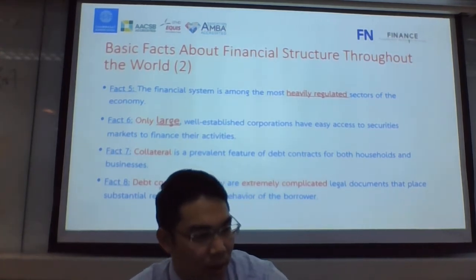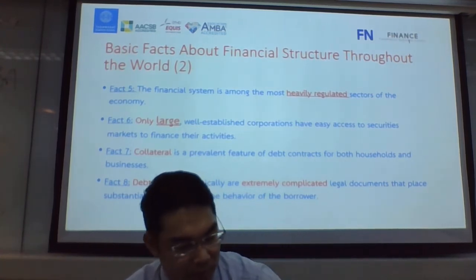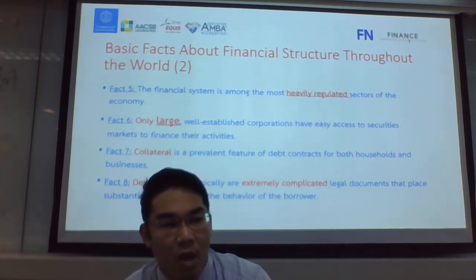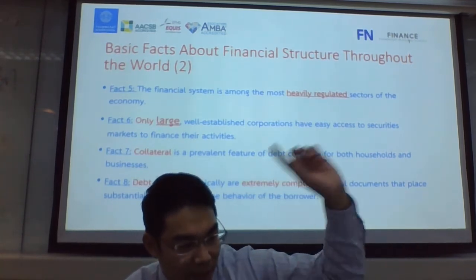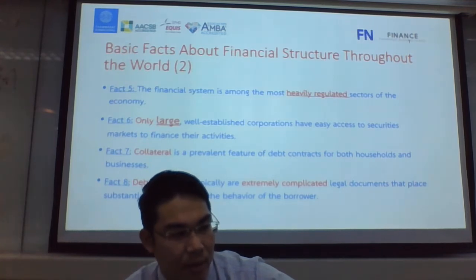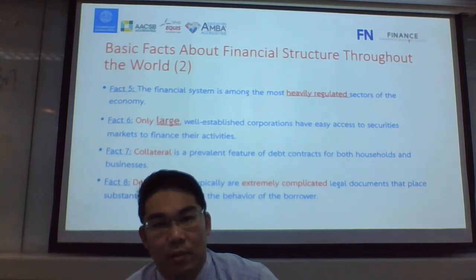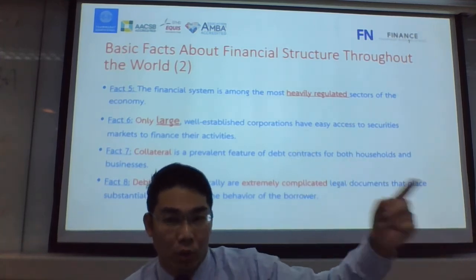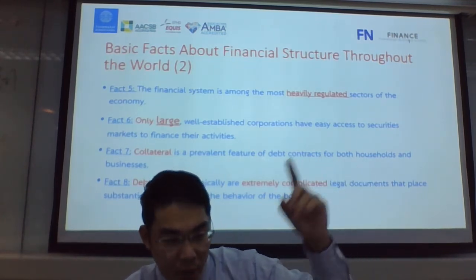And so, because we are talking about this fact, in fact all of these facts are from asymmetric information. All of these facts are the results of asymmetric information. From fact number 1 to fact number 8, these are the results of asymmetric information. Asymmetric information brings these facts into the world.